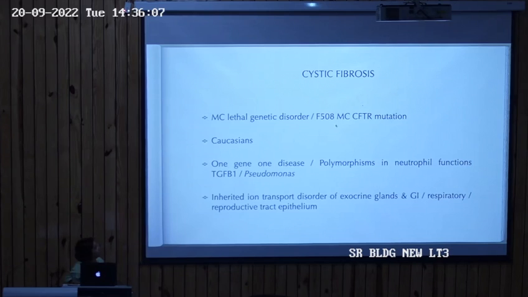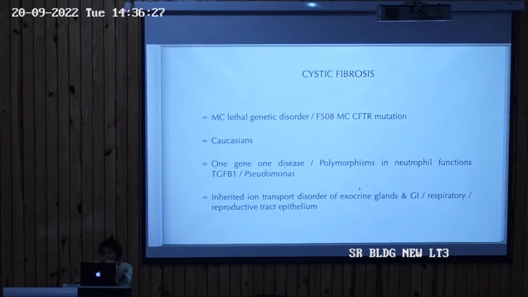So this is the genetic mutation. You have to remember it. If you can remember the number, fine. Otherwise, just write CFTR gene mutation. It's the cystic fibrosis transmembrane conductance regulator mutation. CFTR mutation. Okay. And it is most common in Caucasians. Indians don't have it, thank God. So we are free from this.